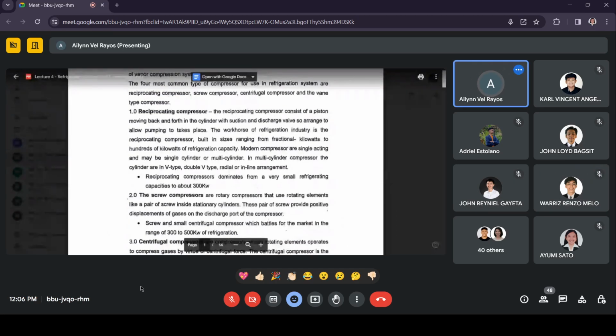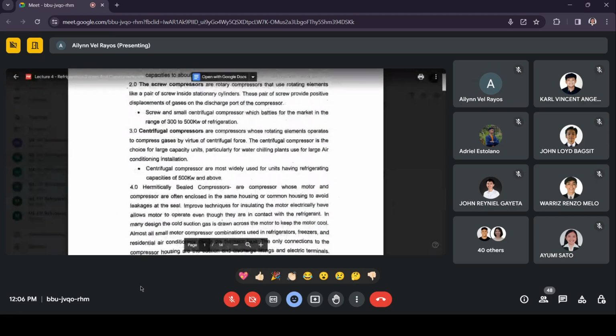Okay, next, number 2, Von Ajay. The screw compressors are rotary compressors that use rotating elements like a pair of screws inside stationary cylinders. This pair of screws provide positive displacement of gases on the discharge port of the compressor. Screw and small centrifugal compressors battle for the market in the range of 300 to 500 kilowatts of refrigeration.